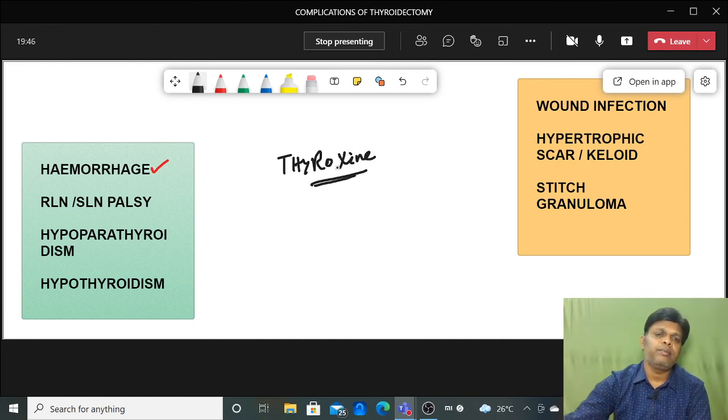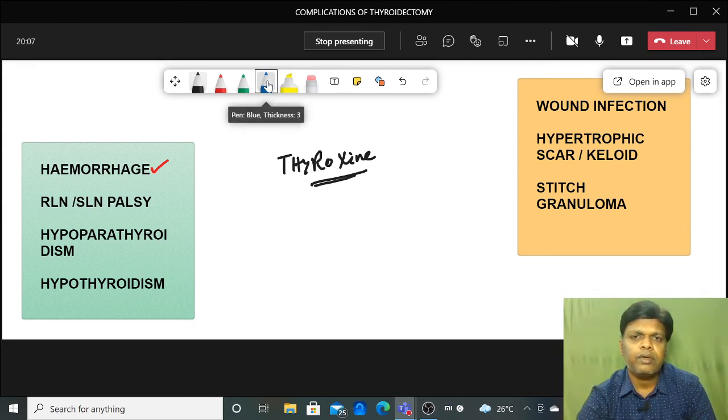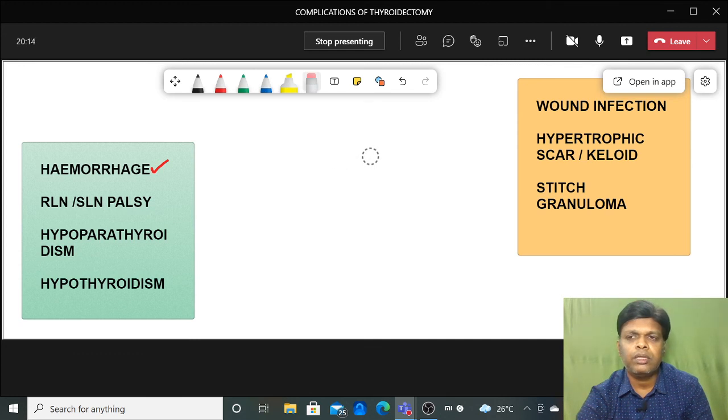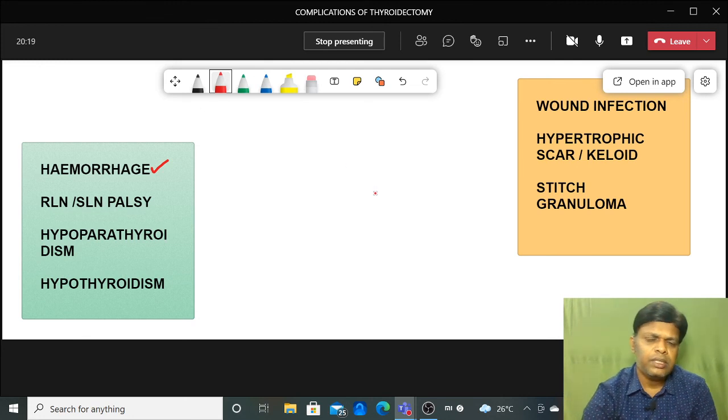The dose all depends upon what type of surgery you are going to do. So you will do a replacement, or a supplemental, or a supportive dose, based on the type of thyroidectomy. You know the manifestations of hypothyroidism, and this is the basic drug you have to treat with. It is permanent, so you have to continue it for life. These are the major complications.